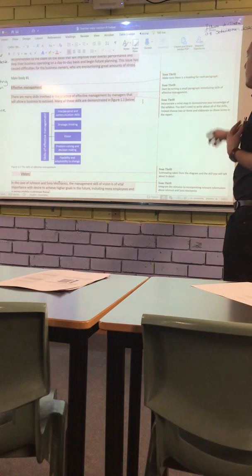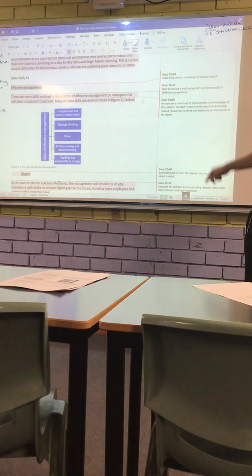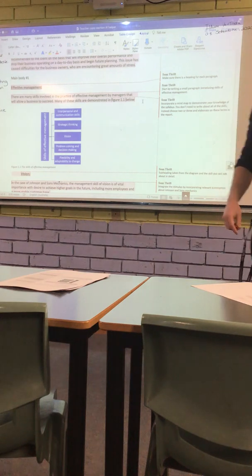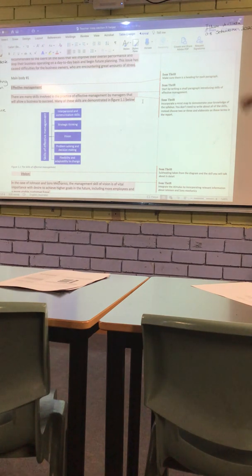You're going to start by writing a small paragraph introducing the skills of effective management. Keep in mind, small paragraph here means like 1 sentence, 2 sentence. Okay? That's what we were getting at with Miguel and things like that. So, there are many skills involved in the practice of effective management by managers that will allow a business to succeed. Many of these skills are demonstrated in figure 1.1 below.